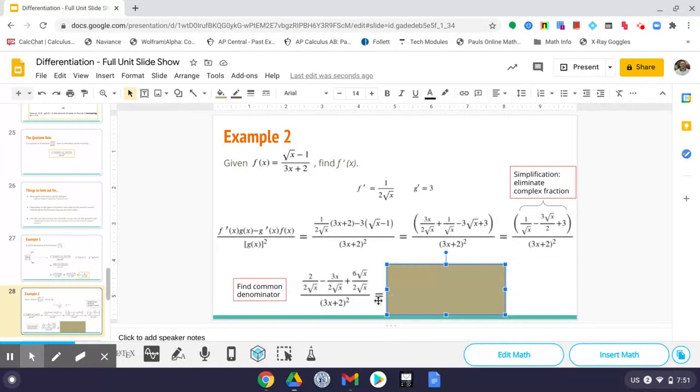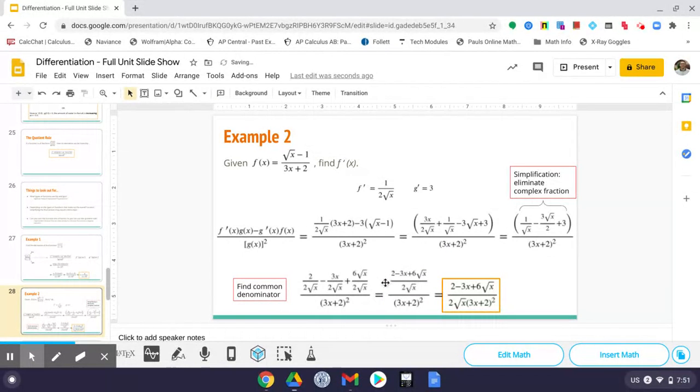From there, this is all one big fraction, and I can combine the numerator to become this fraction. So I just combine the numerators there with the singular denominator. And the final step is to use your multiplication by the reciprocal. And really what that does is it brings the 3x plus 2 squared up to the numerator's denominator, and I get my final answer here.